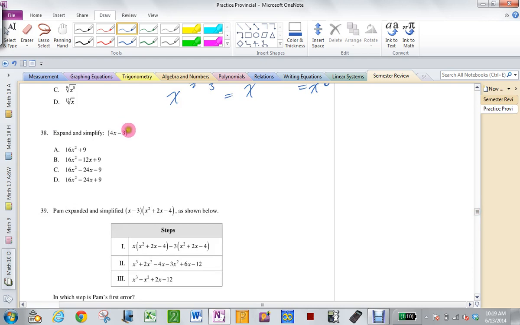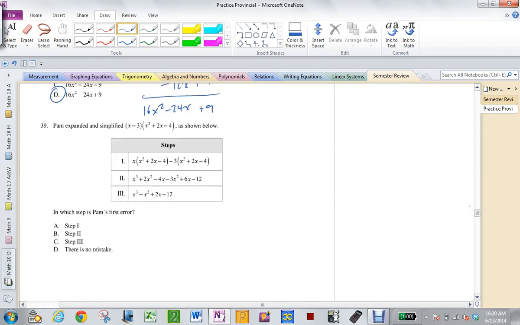Expand and simplify. That means I am squaring it. So I write it like this. 4 times 4x, 16x. 4 times negative 3, minus 12x. Then I'm going to minus 12x again. And then I'm going to add 9. 16x squared minus 24x plus 9. D.